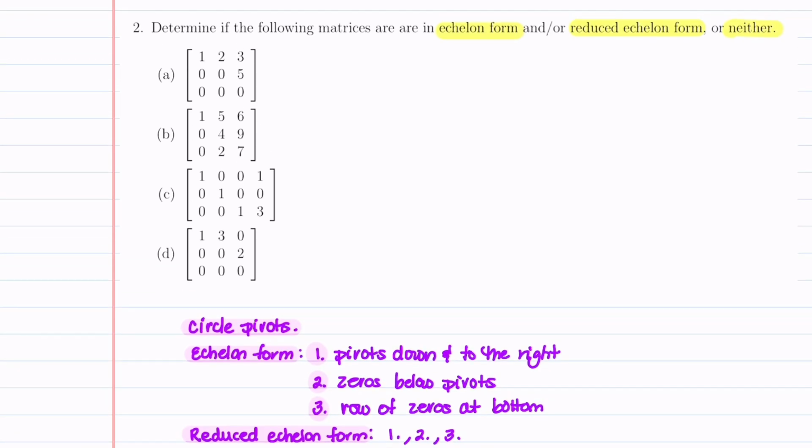We're going to begin by circling our pivots. Our pivots are the first entry as you go from the left that's not equal to 0. So that's going to be 1 and 5. Notice that we have a row of zeros, but it's at the bottom. And then we have zeros below each pivot. Each pivot, however, is not equal to 1. Notice that this pivot is equal to 5, so this matrix is just in echelon form.